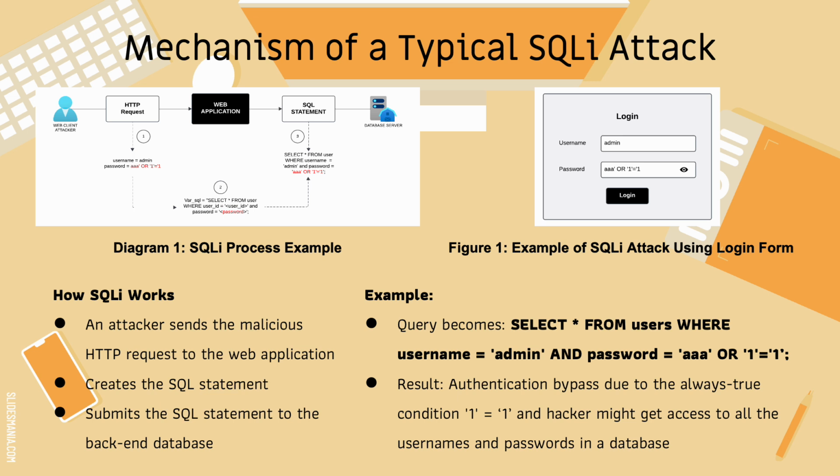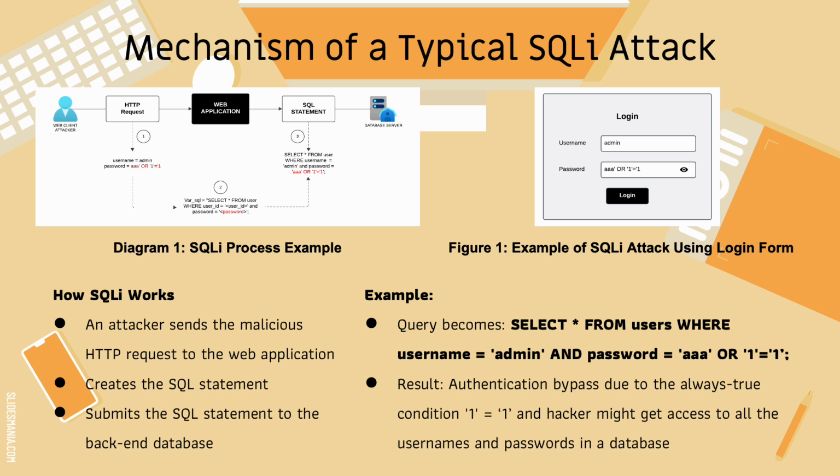So let's walk through how it works. As you can see in the diagram, there are basically 3 steps to form the attack process. In the first step, an attacker sends the malicious HTTP request to the web application. Then, they can create the SQL statement and submit that SQL statement to the backend database. So let's take a very basic example here.